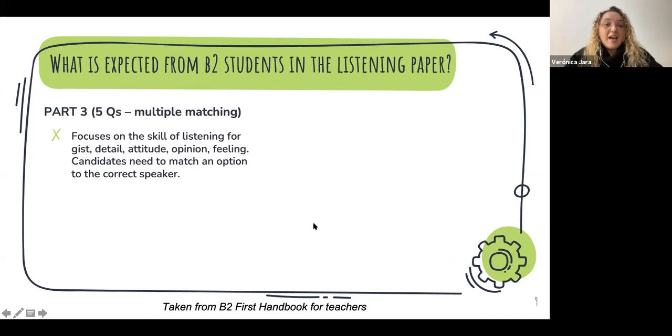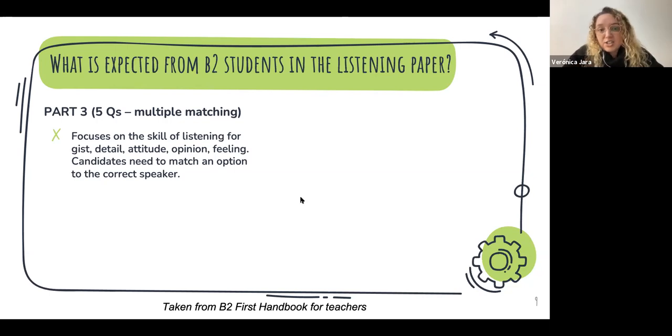Now, we have part 3, right? We have 5 questions, multiple matching, right? And here the focus is on listening again for gist, detail, attitude, opinion, feeling, right? And they have to match an option to the correct speaker.